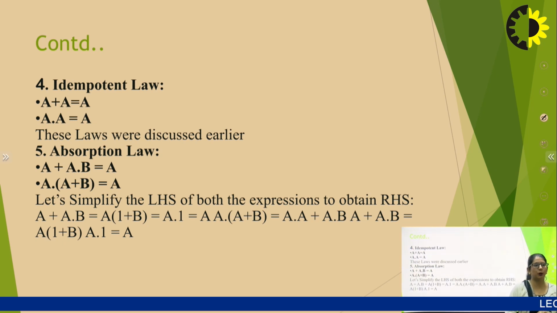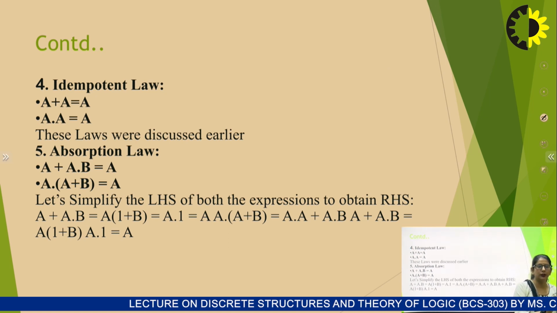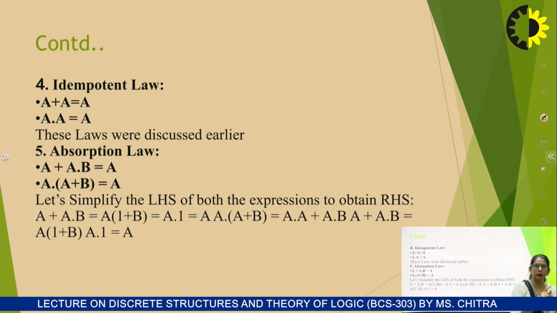The last one is absorption. Now what is absorption? Like A plus A dot B, it is A. The B gets absorbed here. Now you can ask how B is getting absorbed here. If I take A common here, what I will get in the inner bracket is 1 plus B. And you know, whenever a variable is added to 1, its value will be 1. So the final outcome will be A. We are going to use it in the simplification process.